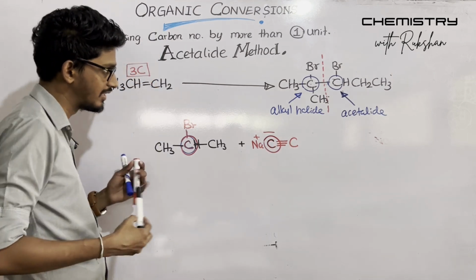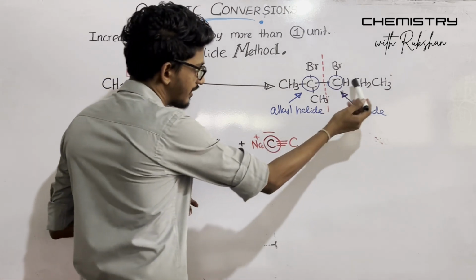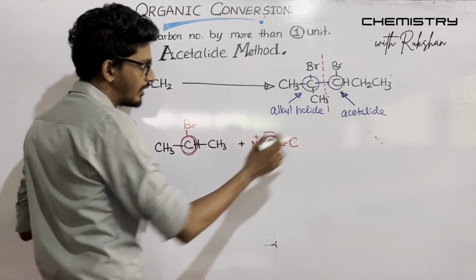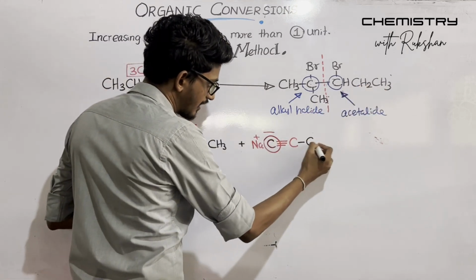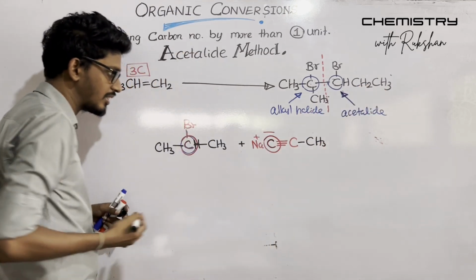So that we have come up with 2 carbons here, 2 carbons. So only 1 carbon is restricted, right? So that should be your acetylide, right?